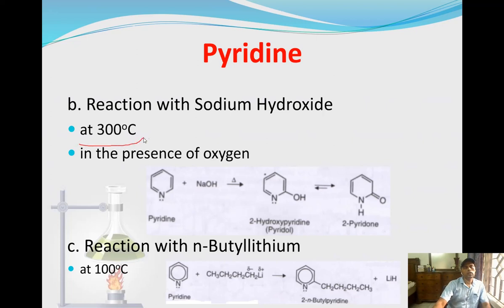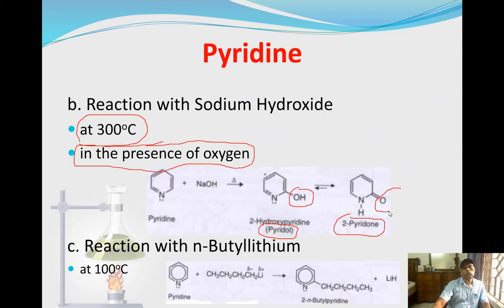You have to carry out this reaction at 300 degree centigrade, and the reaction is to be done in the presence of oxygen, and you are going to get 2-hydroxypyridine. It is also called pyridol, and 2-pyridone product. 2-hydroxypyridine and 2-pyridone. So you are going to get the keto substitution over here at C2.